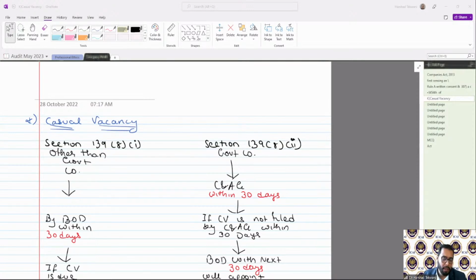We were discussing section 139 till now. Now we'll be going to section 141, that is the qualifications for an appointment of an auditor. What are the basic qualifications, eligibilities, and who are not eligible to be appointed as an auditor? It's pretty much simple. There is no difficulty in that.